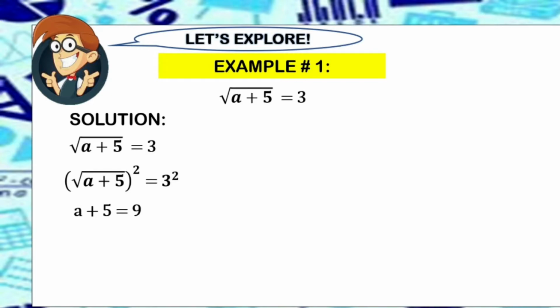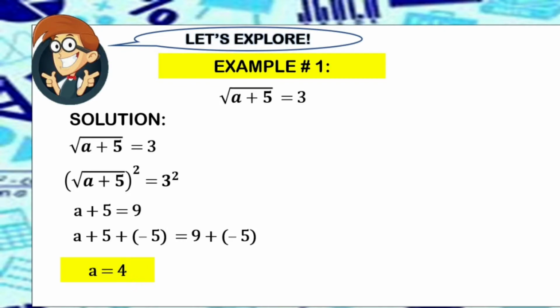Then we add negative 5 to both sides of the equation to eliminate the constant term 5 on the left side of the equation. Solving, we have a is equal to 4. Now, we have already determined the solution to the given problem.